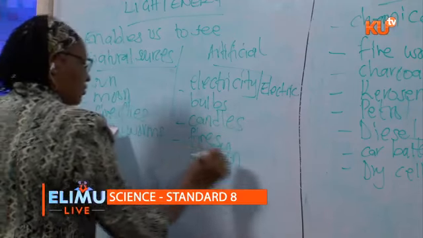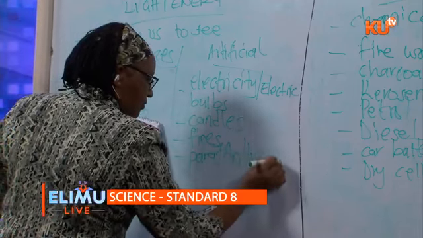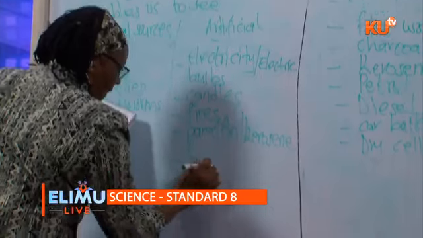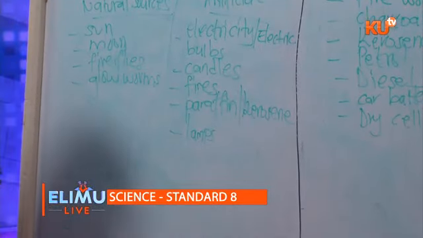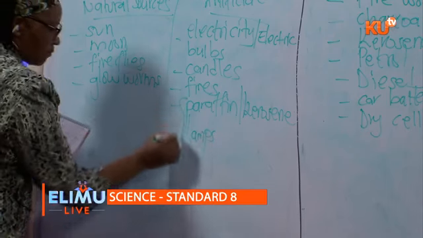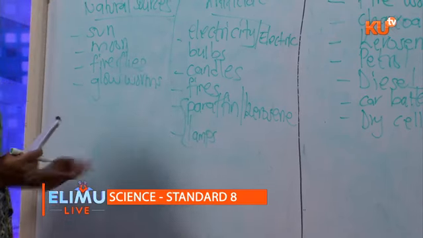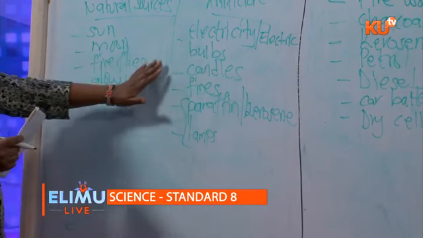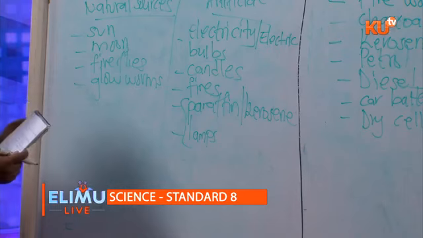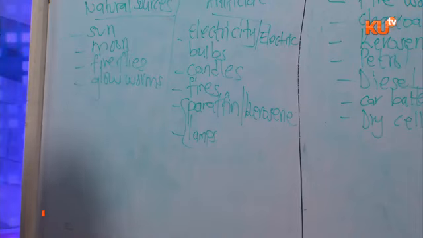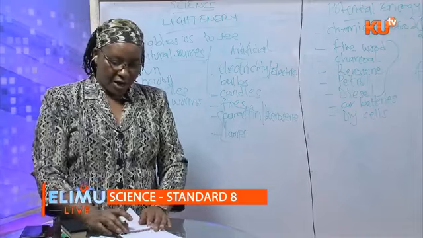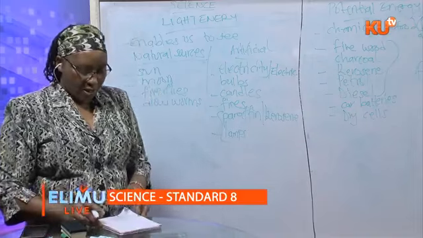We have paraffin or kerosene. And we have other types of lamps. So we have paraffin or kerosene lamps. So we have electric bulbs, which use electricity. We have candles, we have fires, we have paraffin or kerosene lamps. So those are the natural and artificial sources of light that we use. They enable us to see.